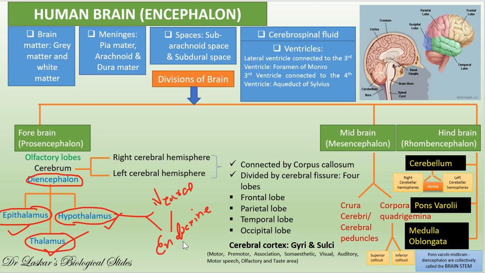It contains higher centers of autonomic nervous system controlling hunger, thirst, sleep, fatigue, emotions, satisfaction, anger, pleasure. It also controls carbohydrate and fat metabolism, body temperature, homeostasis, blood pressure, and water balance.